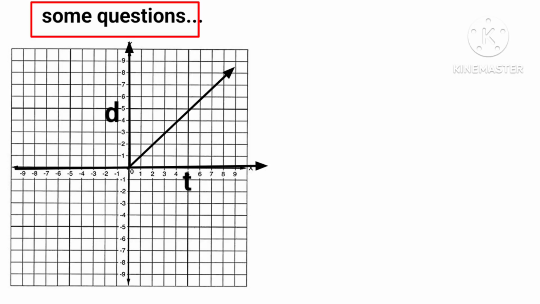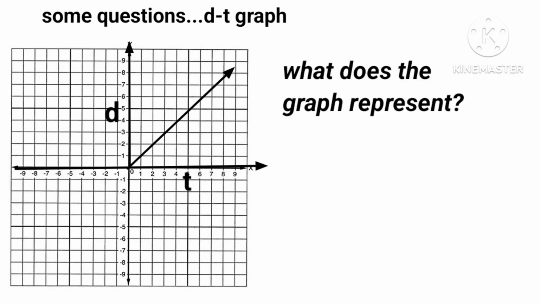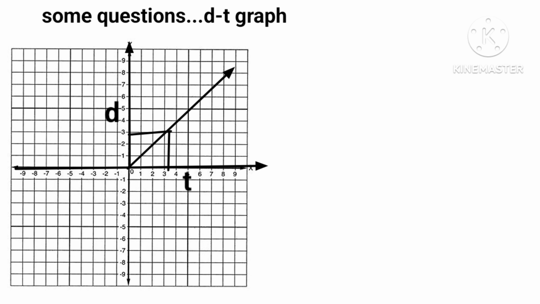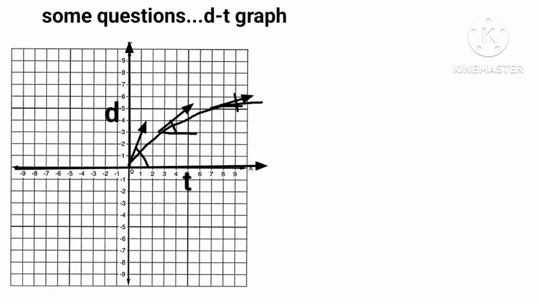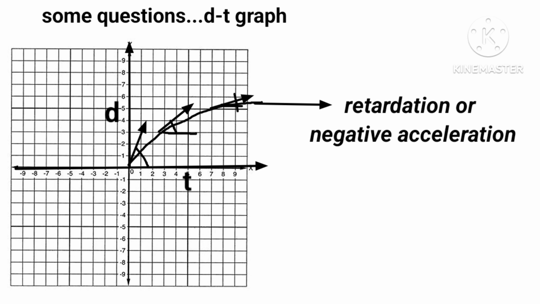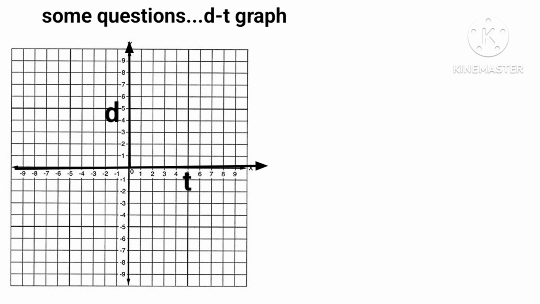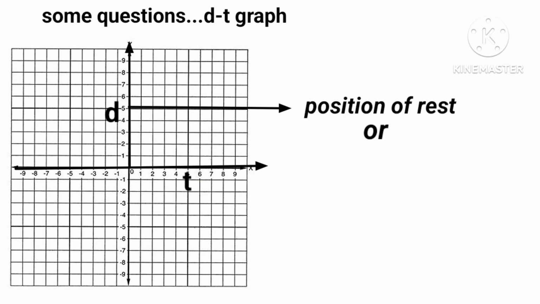Here we have some questions now. On a DT graph, what does the graph represent? Since equal distances are covered in equal intervals of time, a straight line represents uniform motion. In this figure, the slope of the line is increasing, therefore it corresponds to acceleration. Here the slope of the line is decreasing, therefore it corresponds to retardation, or one can say negative acceleration. Here, since time taken is increasing but distance remains the same, this means a position of rest, or a line parallel to the x-axis represents constant distance.